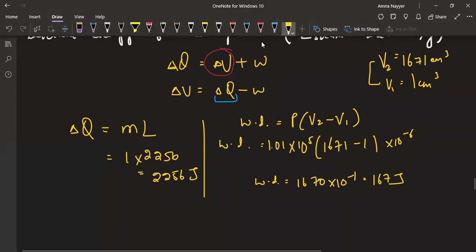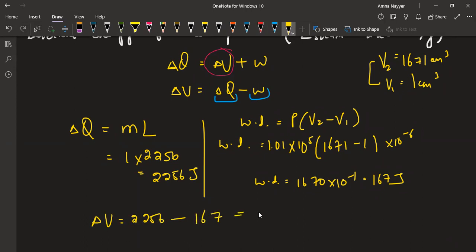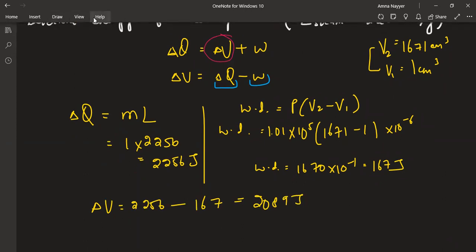So look here, class. Now I have got the value of this as well. So I'll subtract this. Delta U will be simply delta Q, that is 2256, minus W, that is 167. So this will be 2089 joules. Do you understand how we solve these types of questions?